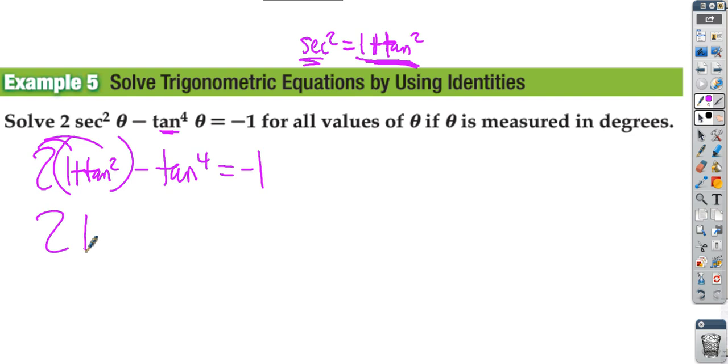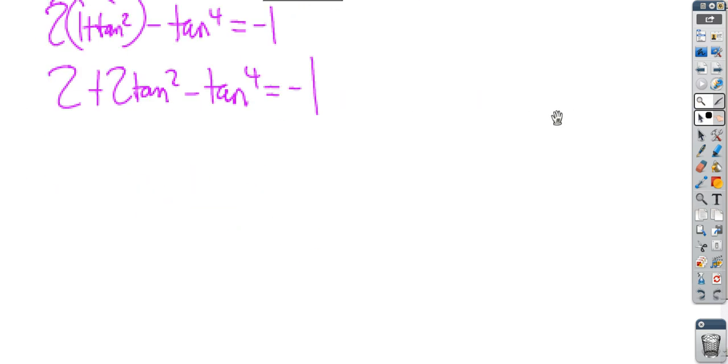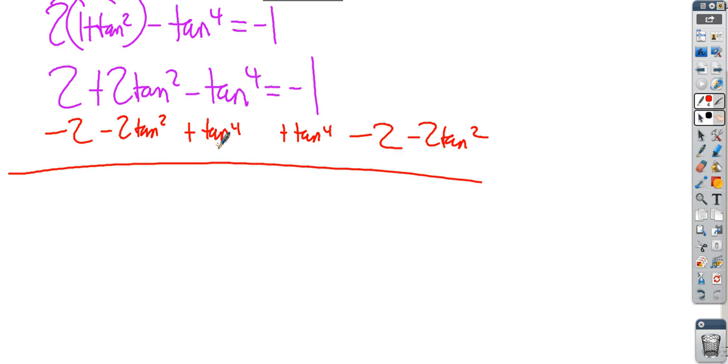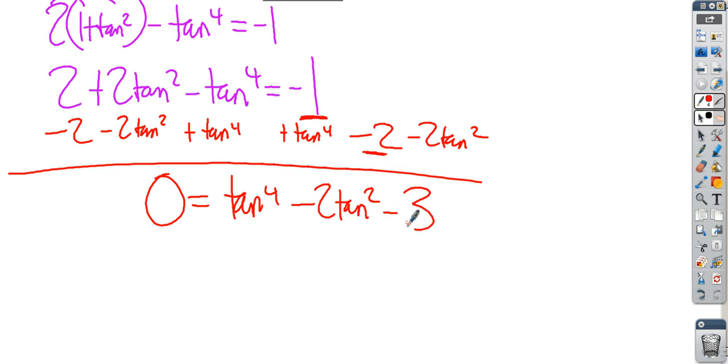Okay, then let's distribute. So we have 2 plus 2 tan squared minus tan to the 4th equals -1. And then let's move everything to the right side just so we can get the biggest exponent positive. So we'll add tan to the 4th, we'll subtract 2, and we'll subtract this thing right here. You didn't have to do it this way, you could have moved it to the left side, but I'm doing that in part so that the tan to the 4th is positive. So this is going to equal tan to the 4th minus 2 tan squared. I'm just writing this in descending exponent order. And then -1 minus 2 is -3.